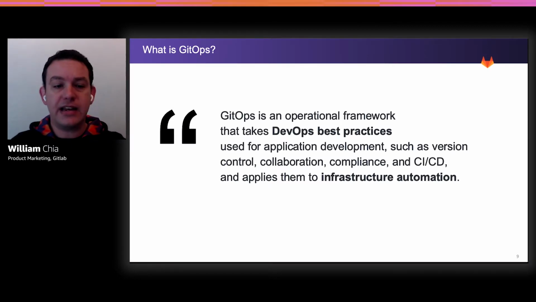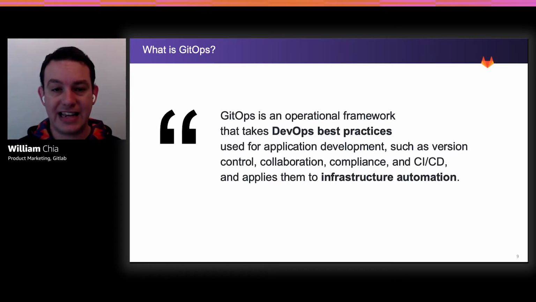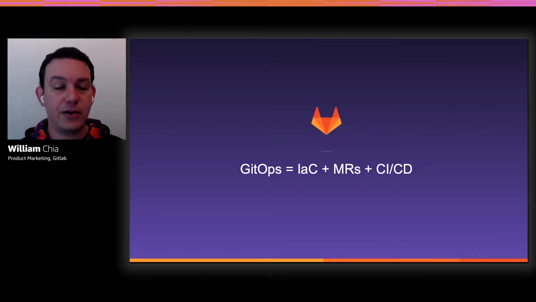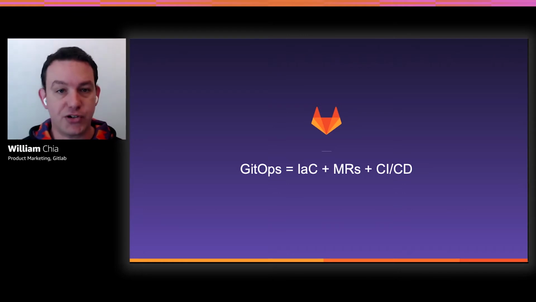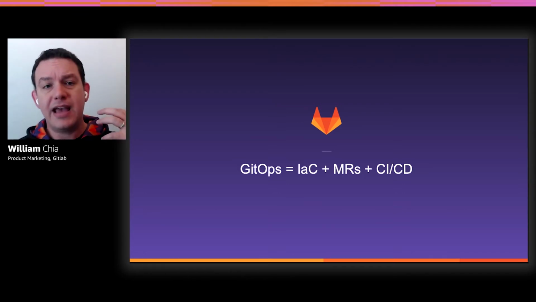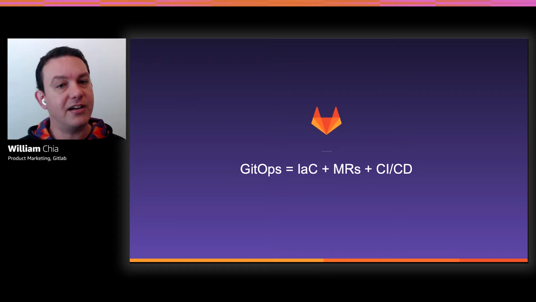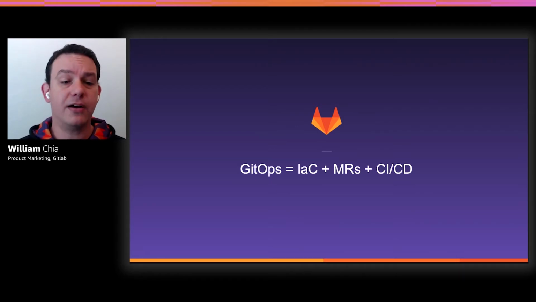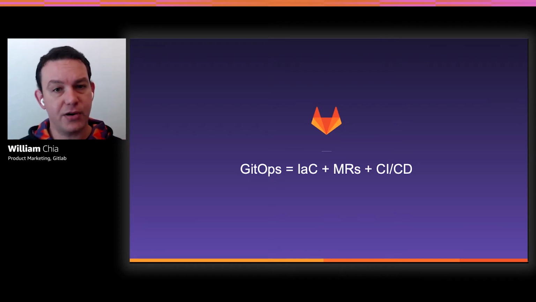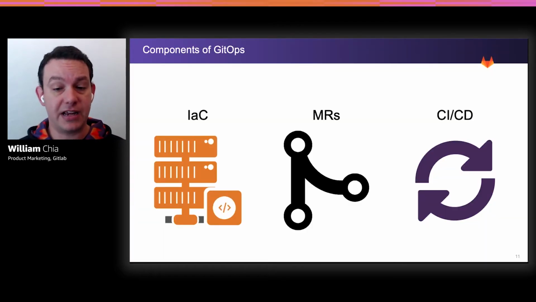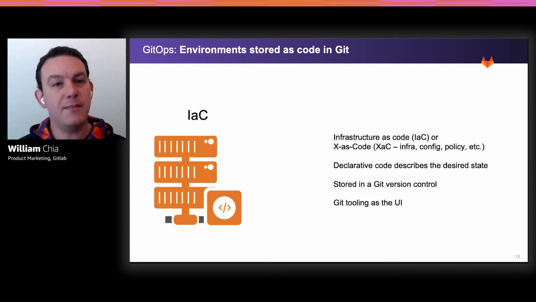At its core, GitOps is an operational framework that takes DevOps best practices, things that we use for app dev, like version control, collaboration, compliance, and CI/CD, and we're going to apply them to the realm of infrastructure automation. As a methodology, there's not any specific technology you need, but I'll tell you what GitOps is, and then we'll show you a demo. At its heart, GitOps is infrastructure as code, plus merge requests as your agent of change, plus CI/CD. I'll briefly touch on what each of these are, the main components of GitOps.